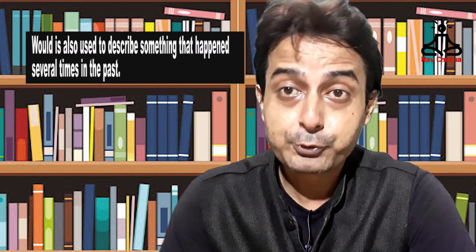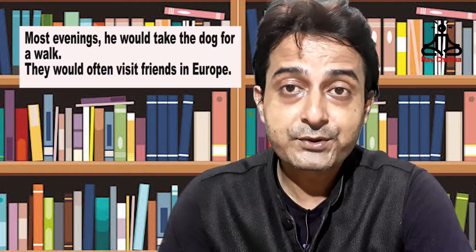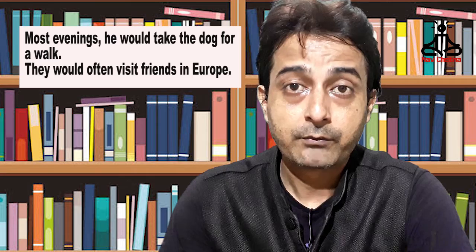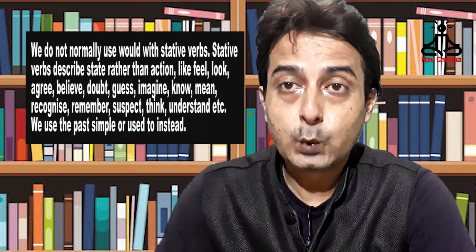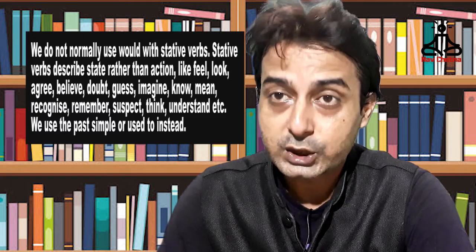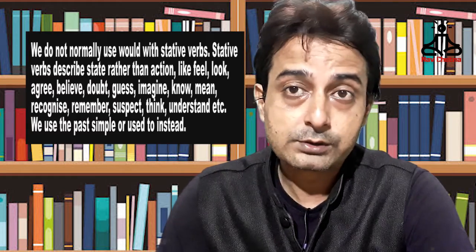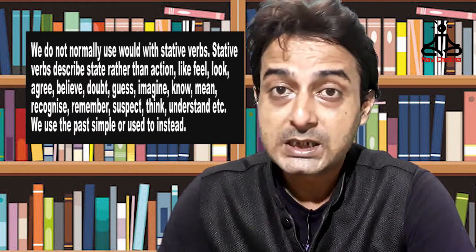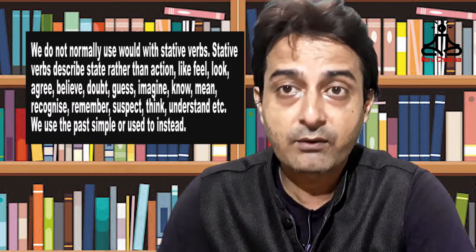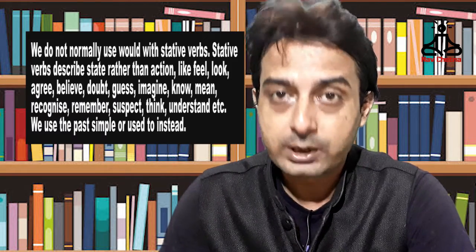Would is also used to describe something that happened several times in the past. Let's see some examples. Most evenings he would take the dog for a walk. They would often visit friends in Europe. We do not normally use would with stative verbs. Stative verbs describe state rather than action, like feel, look, agree, believe, doubt, guess, imagine, know, mean, recognize, remember, suspect, think, understand, etc. We use the past simple or used to instead.